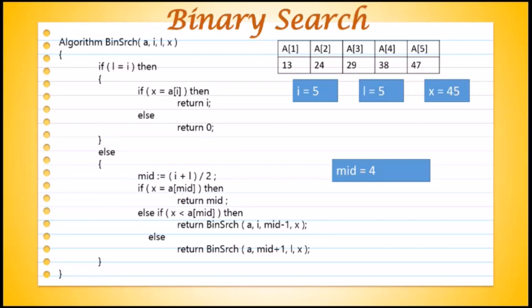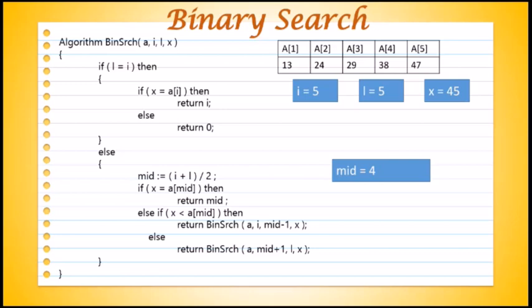So now, because we are calling the function recursively, we will execute the algorithm from the starting. So if L is equal to I, so 5 is equal to 5. This condition is true. That means we will execute the true block. So in the true block, we will check whether x is equal to a of I. So the value of x is what? 45. And what is a of I? That is a of 5. So in a of 5, the value which is present is 47.